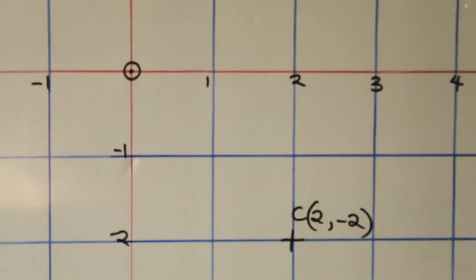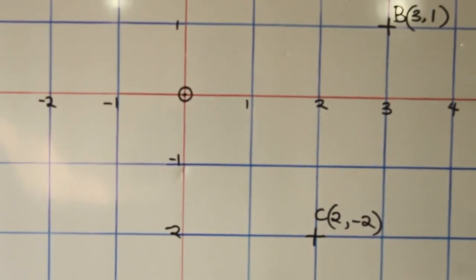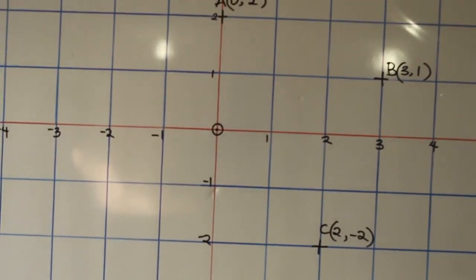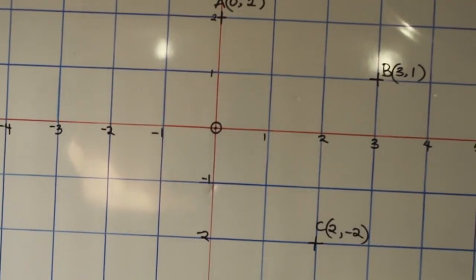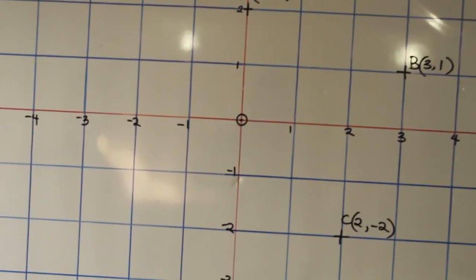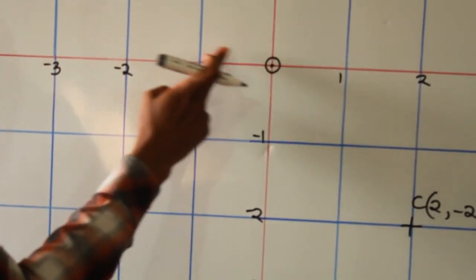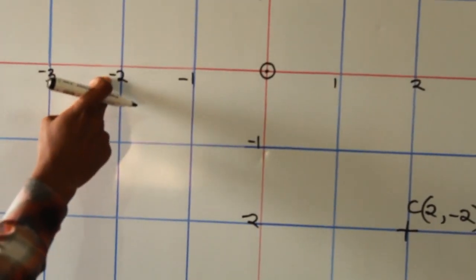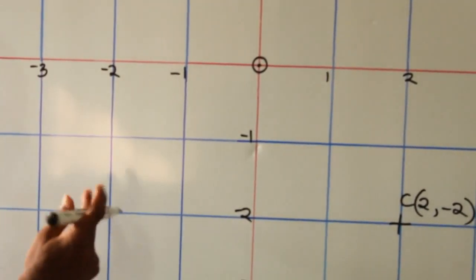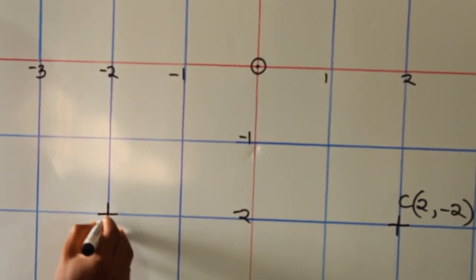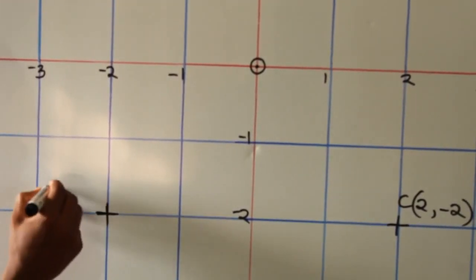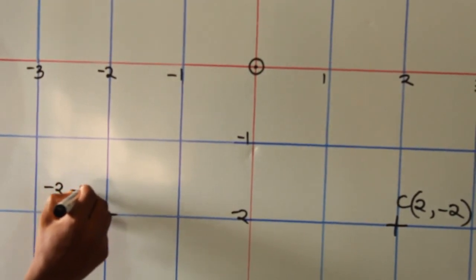Okay, then our next point is point D, (-2, -2). This is our origin. Minus 2 is to the left. 1, 2, then down: -2. 1, 2. This is our point D, (-2, -2).